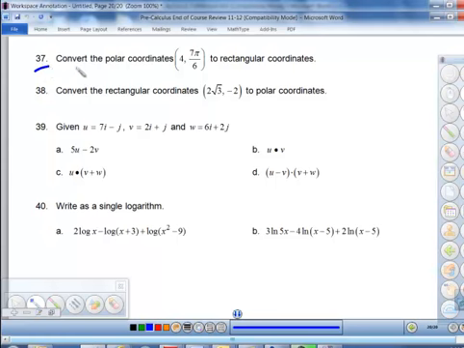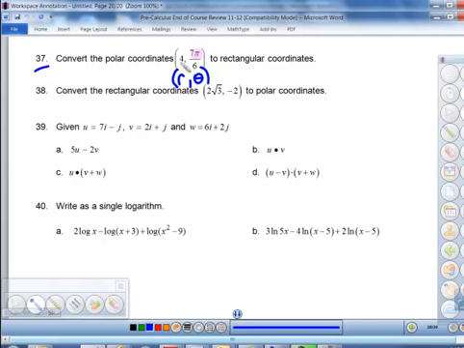All right, so number 37, it says convert polar coordinates. Okay, so we got to convert these things. How do I know that it's in polar coordinates? Well, because right there, if it has the radian, that means that it's in polar form. Remember, this is the radius, and this right here is the angle. So we have to try to change this into rectangular.